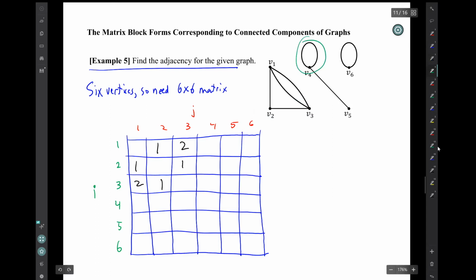There's an edge connecting V4 to itself and an edge connecting V4 to V5. The edge connecting V4 to itself shows up here. The edge connecting V4 to V5 shows up here and here. And then finally, there's an edge connecting V6 to itself. There's a loop. So that shows up as a 1 here. The rest of this matrix gets filled up with zeros.